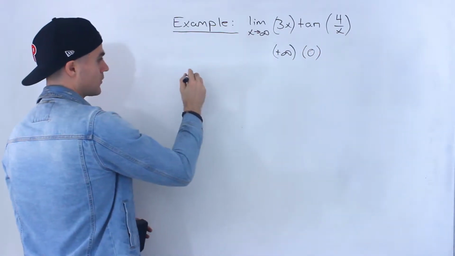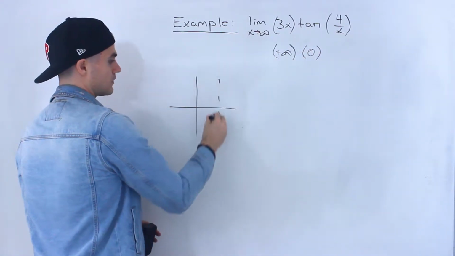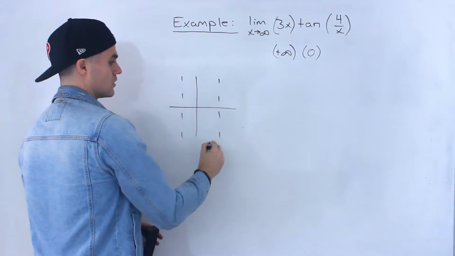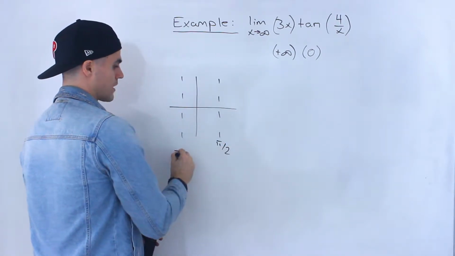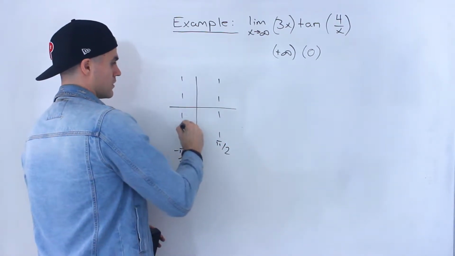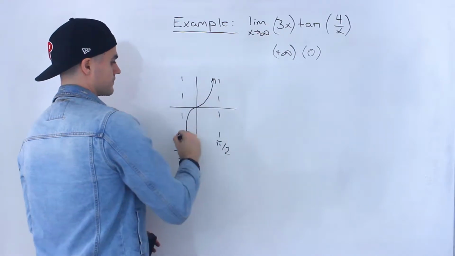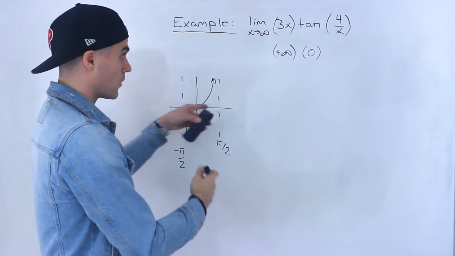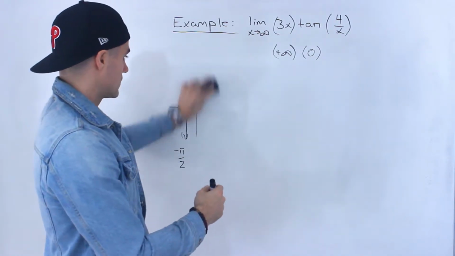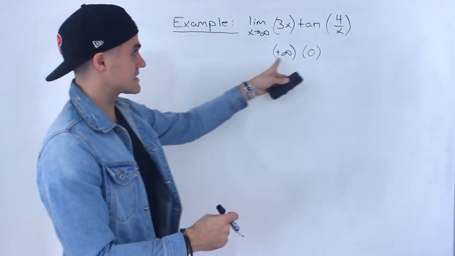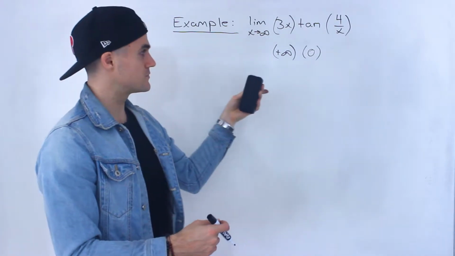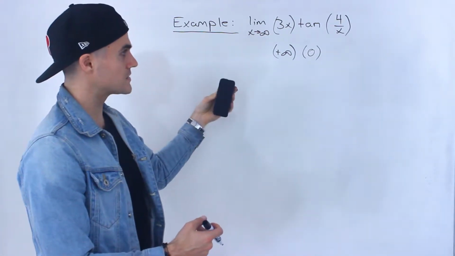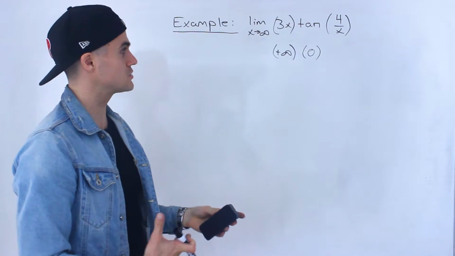If you remember the tan graph, as a quick little review, we got pi over 2, negative pi over 2. It looks like that. All right, so at an x value of 0, the y value is 0. So notice this is an indeterminate product, so we can't tell what the limit's going to be from just doing a direct substitution.